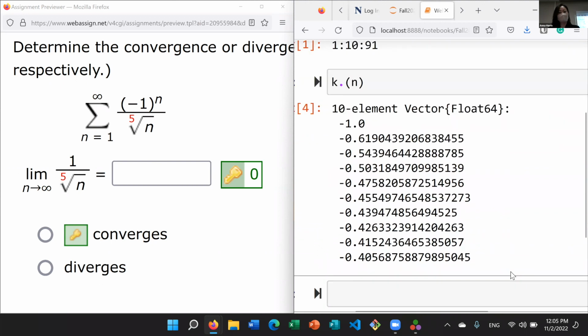How does it go? It is definitely getting smaller. Can you tell? The values are going down: 0.61, 0.55, 0.50. It is getting smaller, closer to 0. No, negative 1 is over here, and it's getting closer to 0.